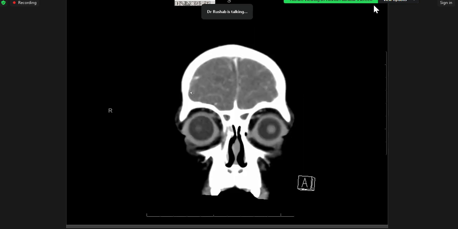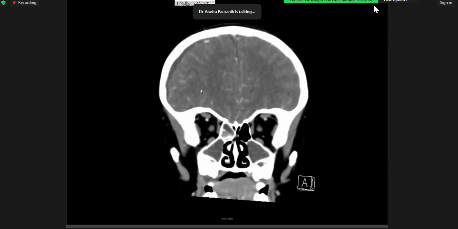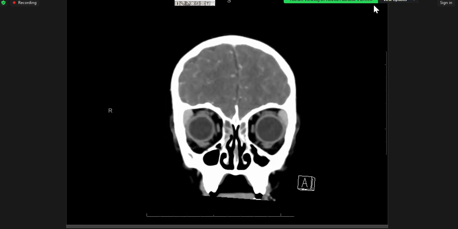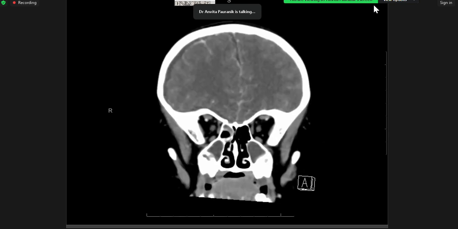There are fluid levels in the maxillary sinus with mucus, and it might also involve... Okay. So yeah, let us get this sorted first.